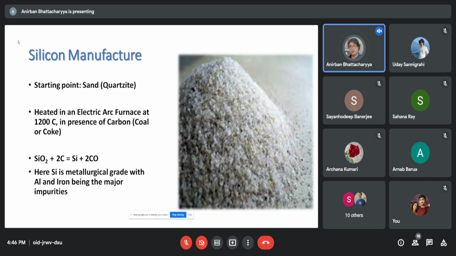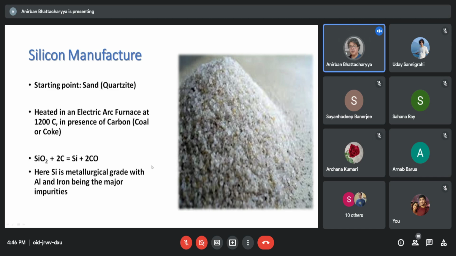So you heat it in an electric arc furnace at around 1200 degrees centigrade in the presence of carbon. The carbon can be from coal or coke, depending on the technology that is used. And you get this reaction: silicon dioxide plus carbon gives silicon plus carbon monoxide. So silicon is formed. Now, silicon here is metallurgical grade, with iron and aluminum being the major impurities. It is not pure yet. It's simply impure silicon. So that's the starting point.